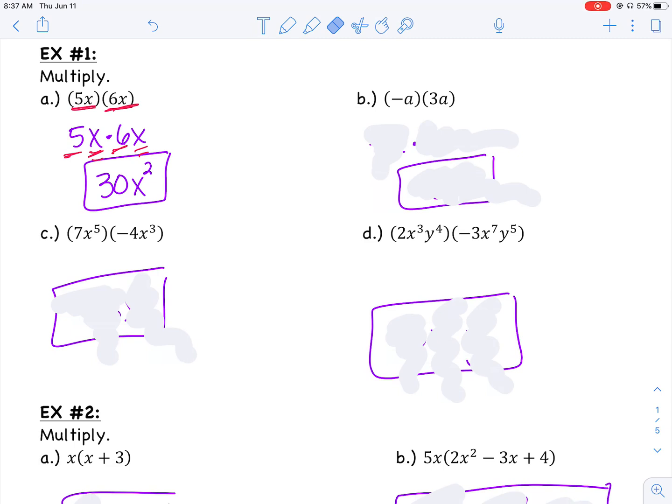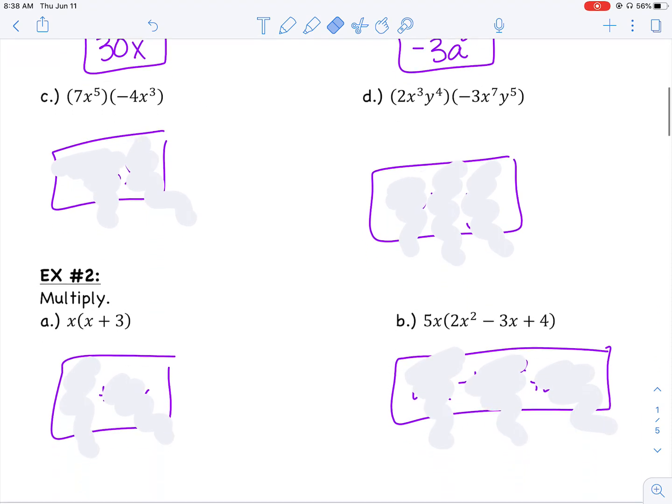Let's look at b. b is a little bit tricky, so you have to be careful. If you look at this first polynomial, there's really a number in front. There's a coefficient there. It just happens to be a -1. So I could really write this as -1a times 3a. I'm going to multiply them together by multiplying their coefficients. So -1 times 3 is -3. And then if I have a times a, I really have a squared. So my final answer would be -3a squared.